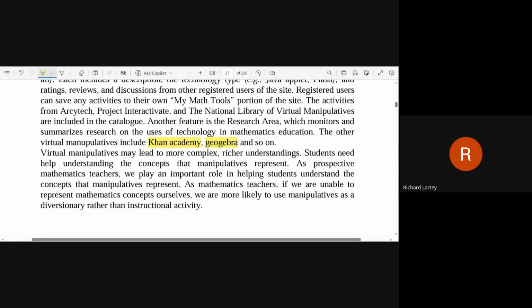As mathematics teachers, if we are unable to represent mathematics concepts ourselves, we are more likely to use manipulatives as a diversionary rather than instructional activity.